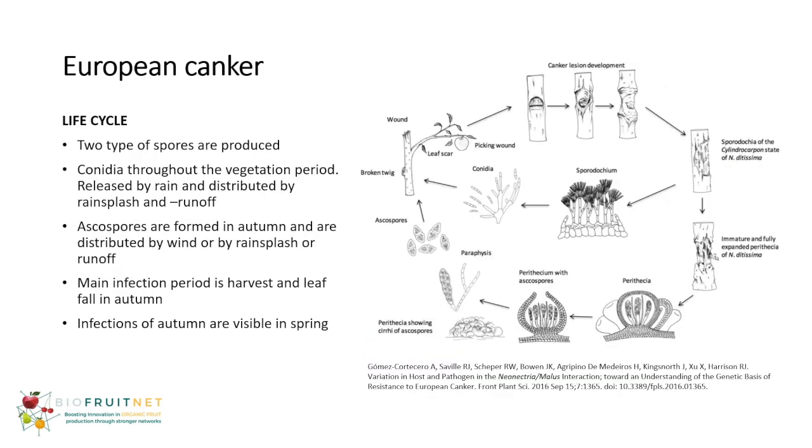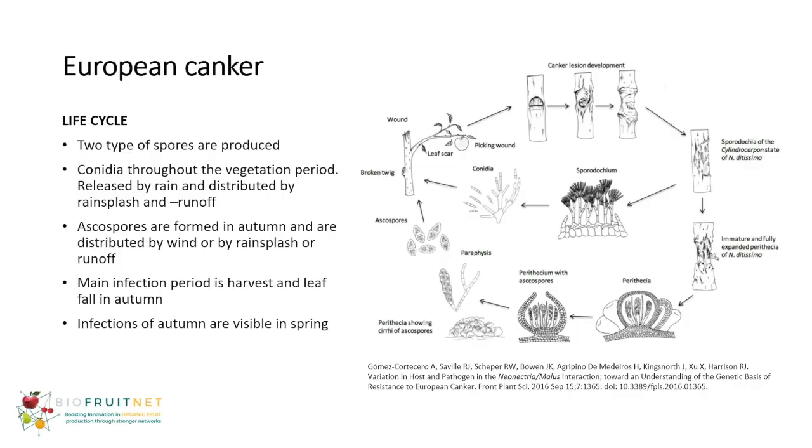European canker. The life cycle. There are 2 types of spores produced, conidia and ascospores. The conidia are produced throughout the vegetation period, and they are released by rain and distributed by rain splash and rain runoff. The ascospores are formed in autumn, and they are distributed by wind or by rain splash or runoff. They are distributed also further away from the source than the conidia are.